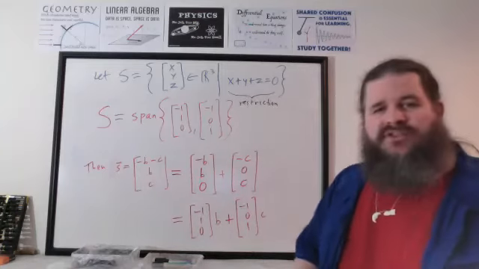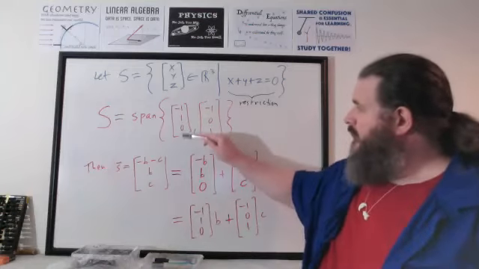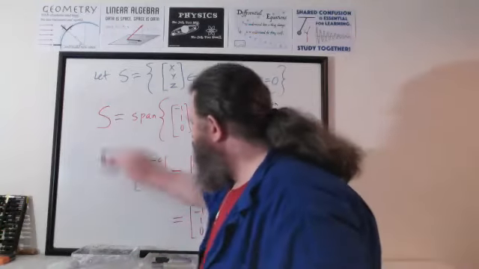And the usual terminology we would use here is we would say these two vectors, -1, 1, 0, and -1, 0, 1, are a basis for set S.